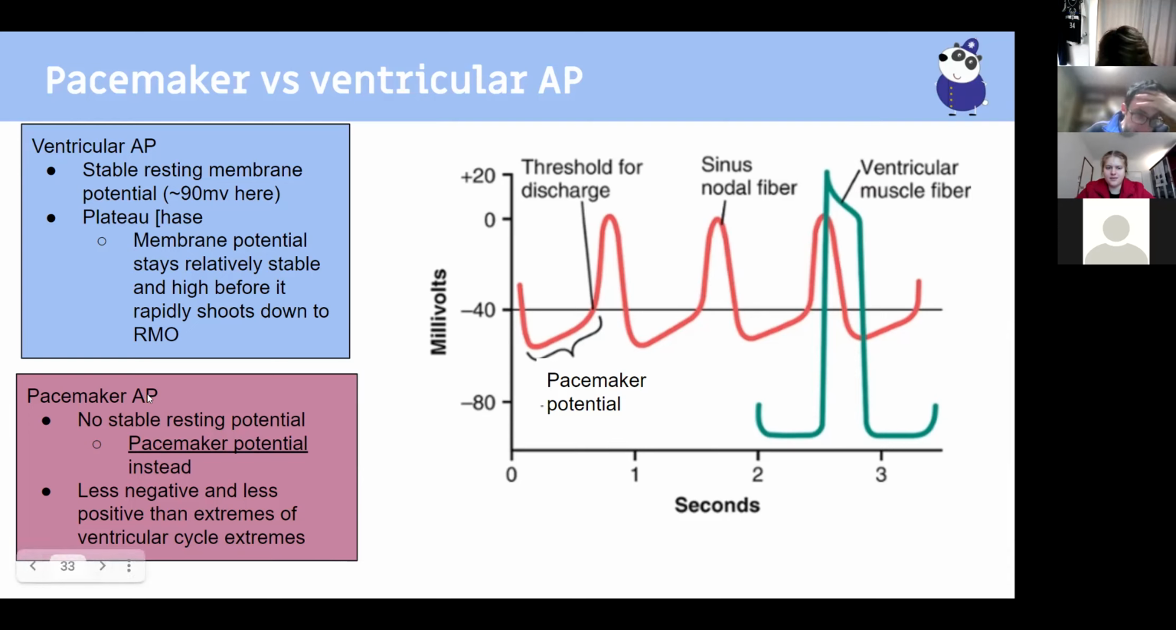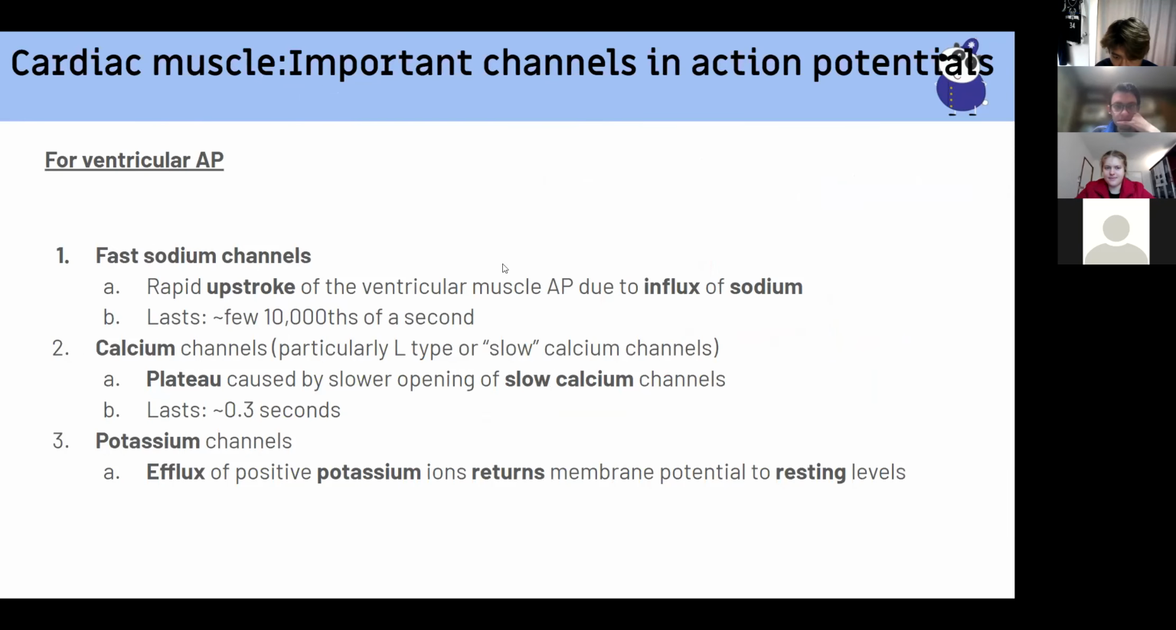The pacemaker action potentials have no stable resting potential, but rather this over here is called a pacemaker potential. In the literature, this seems quite not as clear, but in the lectures it says that, so we believe that. It's less negative and less positive than the extremes of ventricular muscle. So how does this all work?